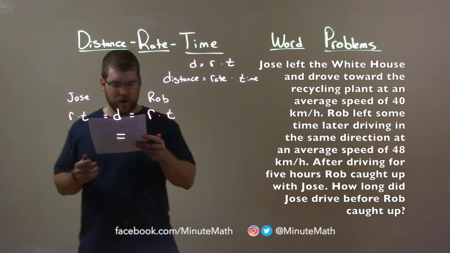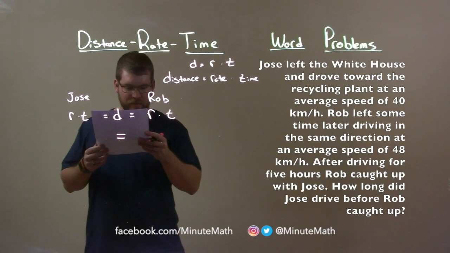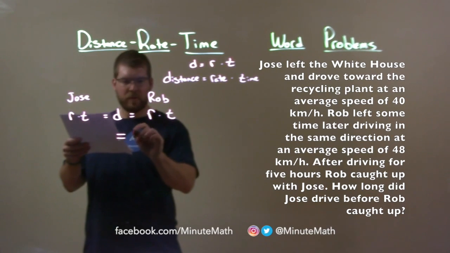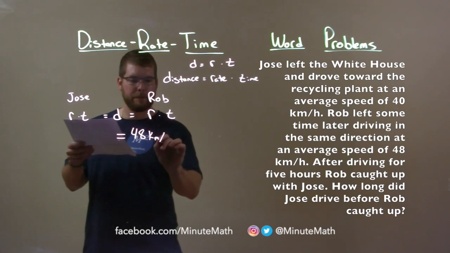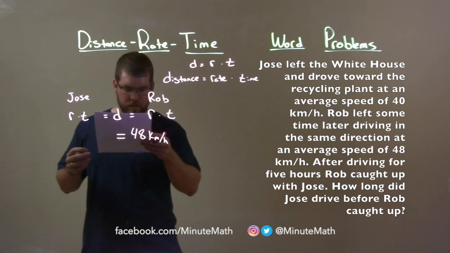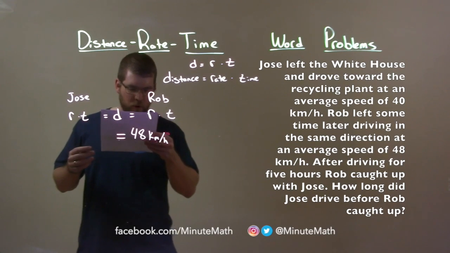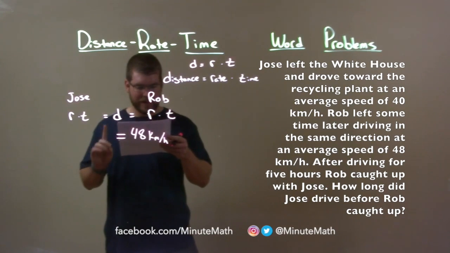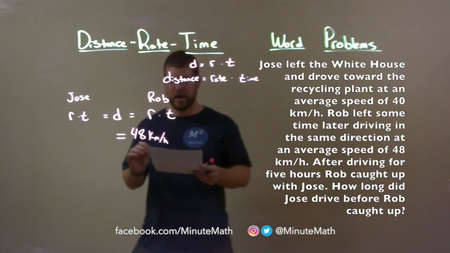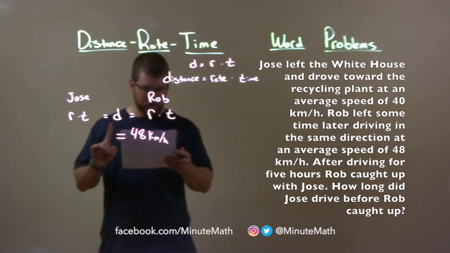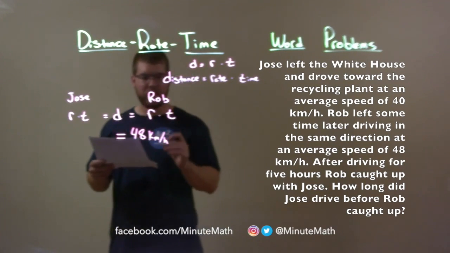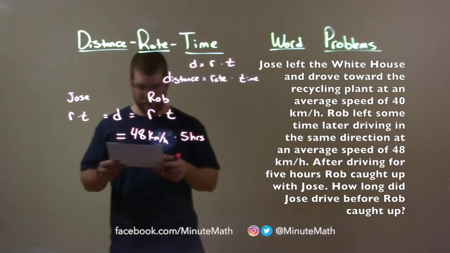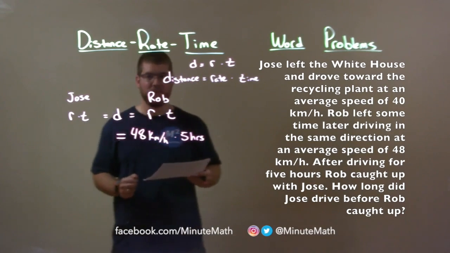Okay? We know Rob traveled some time later, and he traveled 48 kilometers per hour, but after he drove for 5 hours, okay, so Rob left some time later and he drove for 5 hours and caught up with Josie. So after 5 hours of driving, when he left, he only traveled for 5 hours, he caught up to Josie. So we have 5 hours here. He covered that same distance. Sometime later, he eventually traveled for 5 hours.